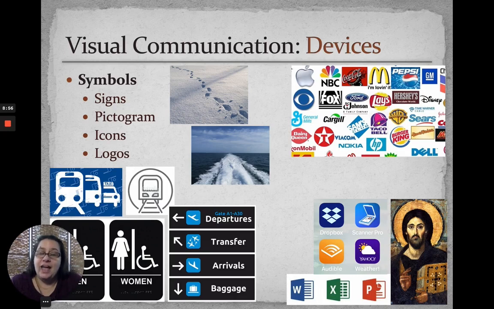A pictogram is a clear, direct representation. Pictograms look like what they are. The examples down here would be transportation: the train, the bus, the taxi, the picture of the subway, and the pictograms for the bathroom. I don't know about you, but when I'm in a public place, and obviously I can read, I'm looking for the figure with the skirt. I'm looking for the shape. I'm sure we've all had that experience.